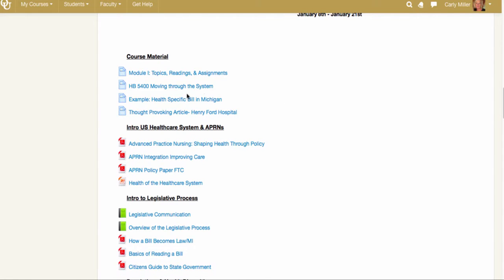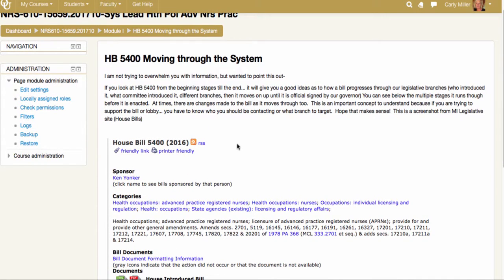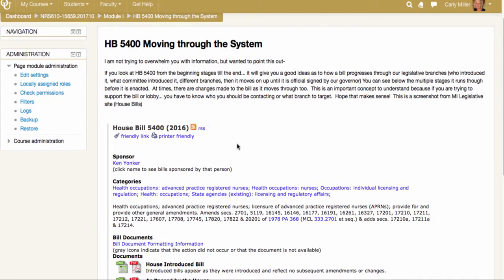Now, I did put this up here with HB 5400, and that's the new bill that affects our practice. And I just put this up here because I wanted to give you an example of it moving through the system, just so you have a good understanding as to how these bills take place. Like, how does it move through the system?